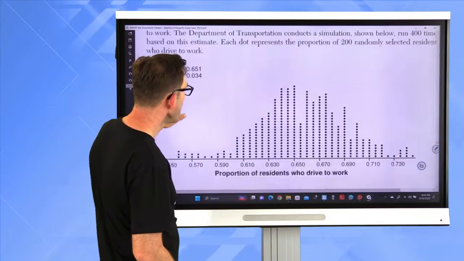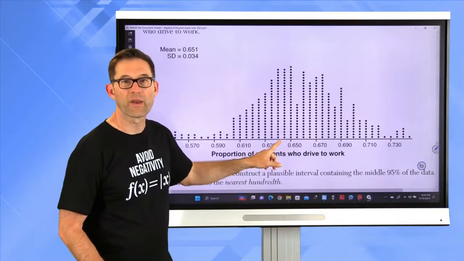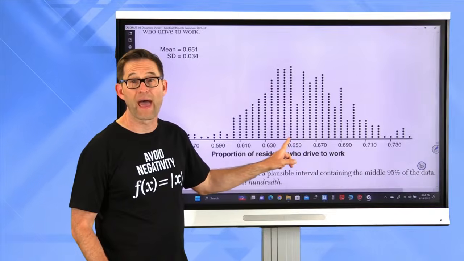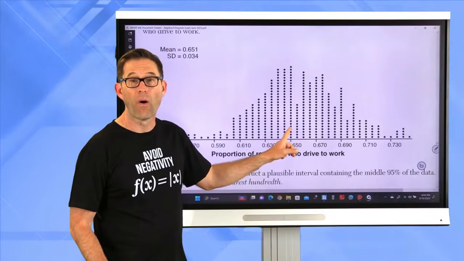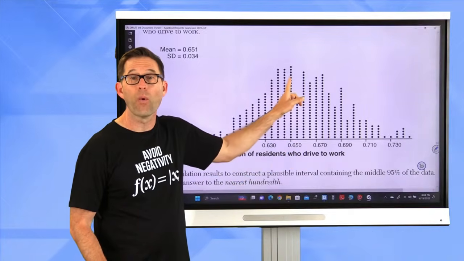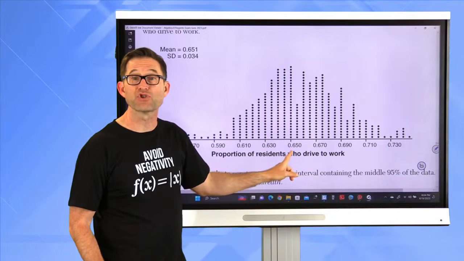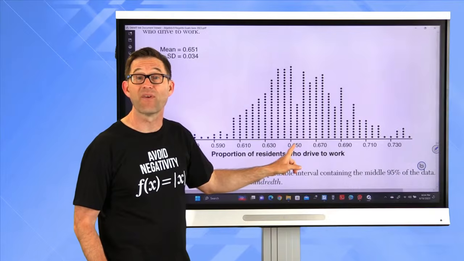There we go. So if I look at a particular one of the columns, like the 0.65, and I don't know if that's really supposed to be that or that, but let's just go here. Every dot represents a simulation where the proportion ended up being exactly that 65%.